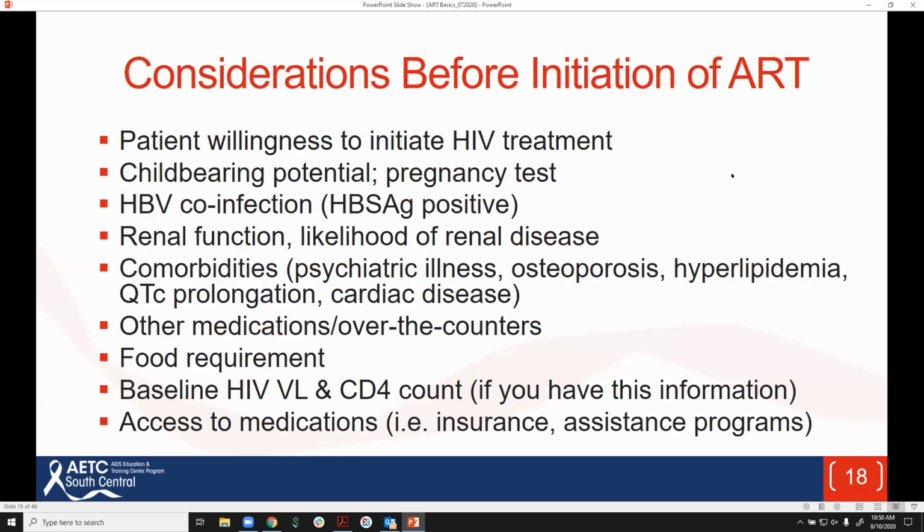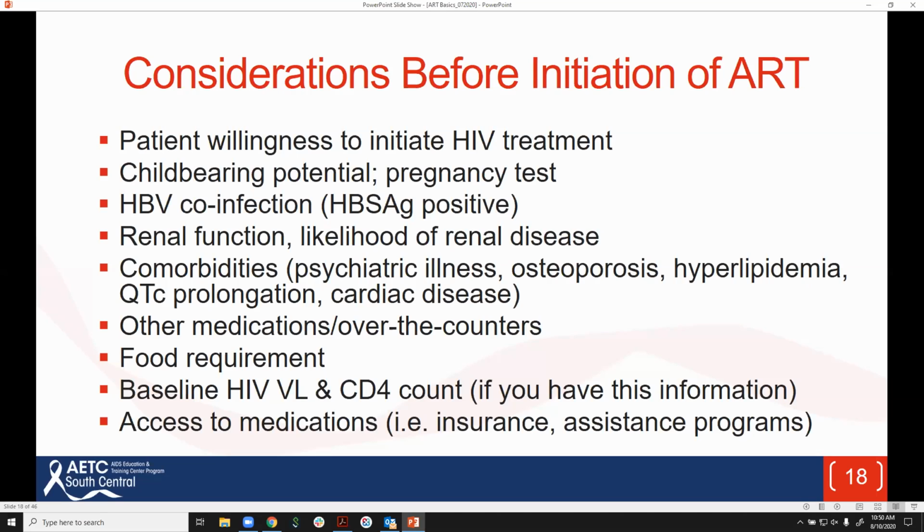So what are some considerations I need to think about before initiating antiretroviral therapy? And really not just initiating, but maybe restarting or modifying. So what's the patient's willingness to initiate HIV treatment? They may think, well, I'm going to die anyway, what's the point? Or they may have heard some lawsuit against the medication, or have some problem with taking medication every day. So really we want to help prepare them to take the medication and address their specific concerns around that.